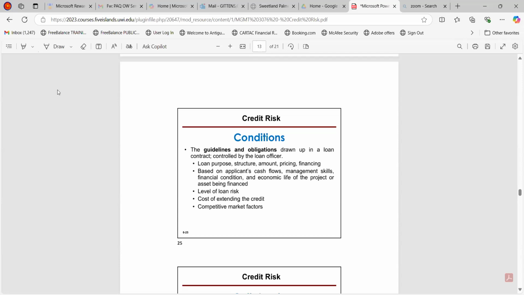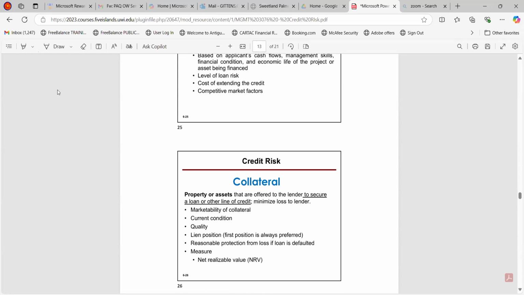All right. Based on the applicant's cash flows, the management skills, the financial condition, and the economic life of the project or the asset being financed. What is the level of loan risk? Costs of extending the credit, competitive market forces. So the loans officer is going to look at all of these conditions. And then it's going to look at collateral.